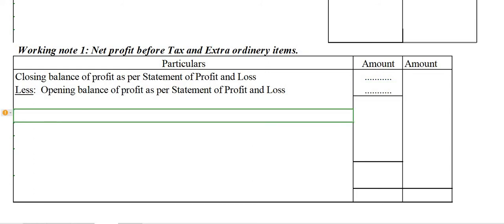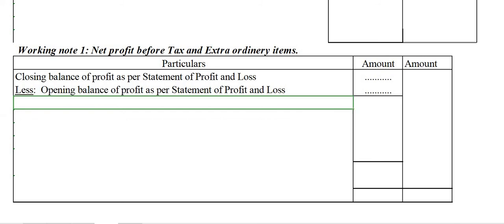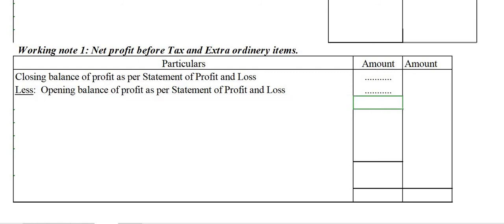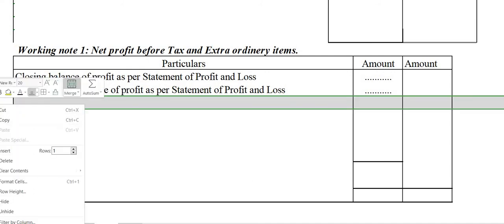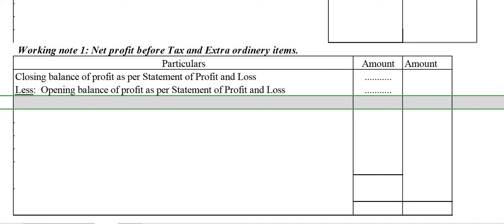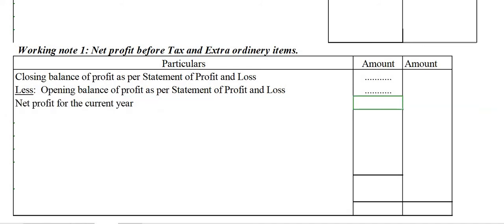That means from the closing balance, if you deduct the opening balance, what will you get? You will get the total profit. That means the total amount of profit you will get here. We can add that here. So we will get the net profit for the current year, that can be written down. That means after deducting the opening balance from the closing balance of profit, we will get the net profit for the current year. That will be net profit after tax and extraordinary items.